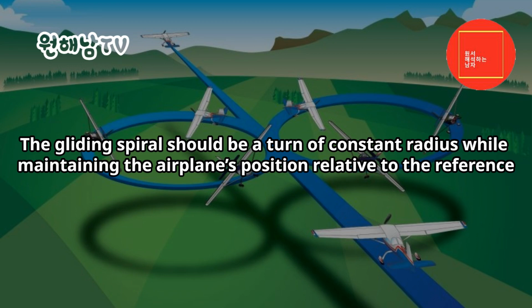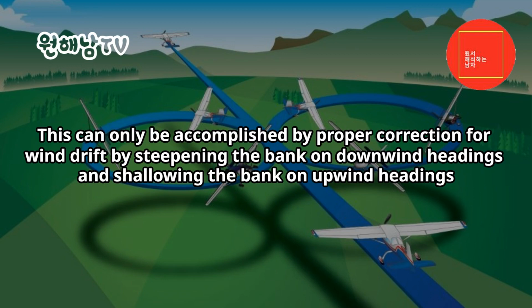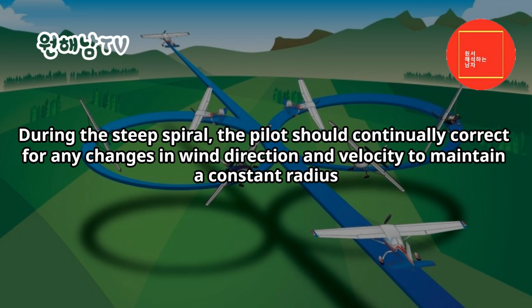The gliding spiral should be a turn of constant radius while maintaining the airplane's position relative to the reference. This can only be accomplished by proper correction for wind drift by steepening the bank on downwind headings and shallowing the bank on upwind headings. During the steep spiral, the pilot should continually correct for any changes in wind direction and velocity to maintain a constant radius.